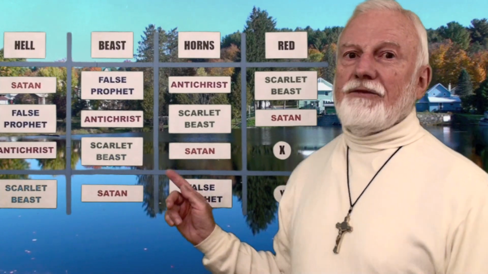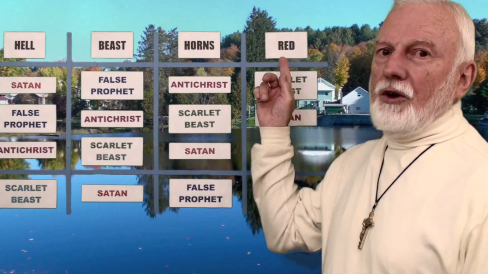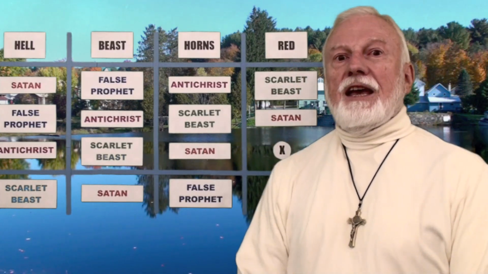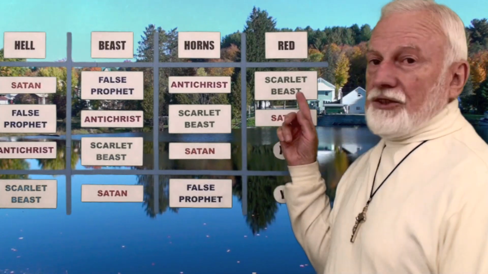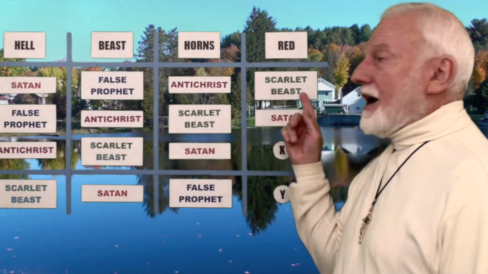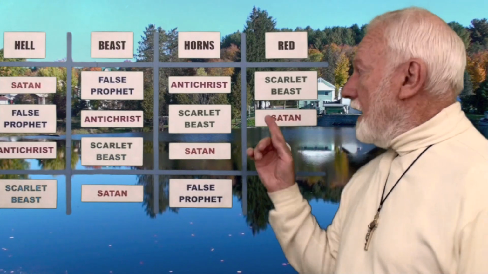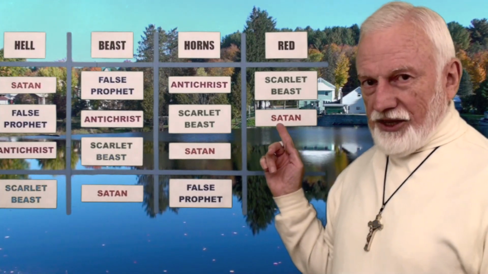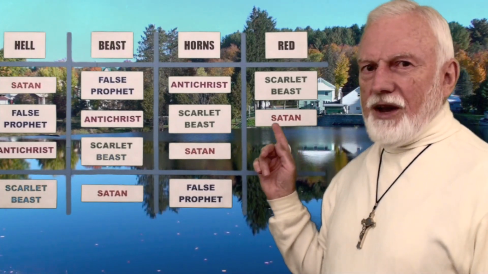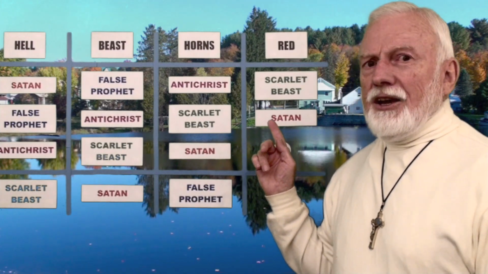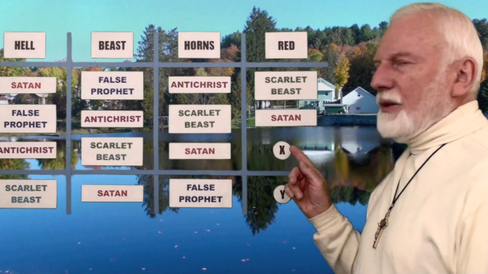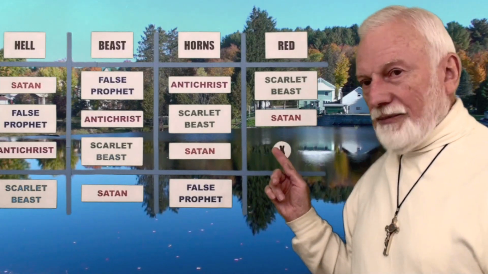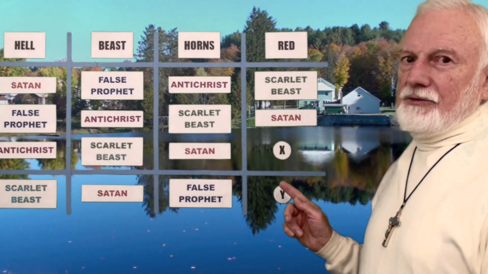So now we are ready for the mystery of which of these evil entities is associated with the color red. We know the scarlet beast is because the name scarlet is right in his title. Satan is associated with the color red because he is the red dragon. So we know from the 3+1 combinations that there must be one more associated with the color red and one that is the odd man out.